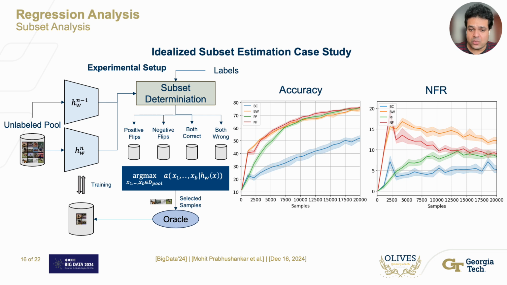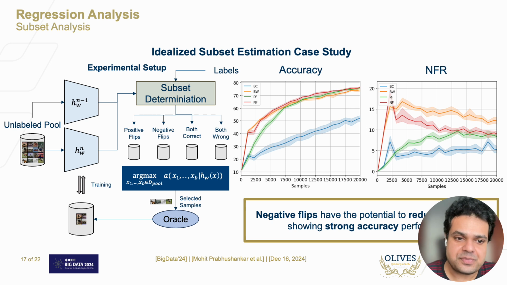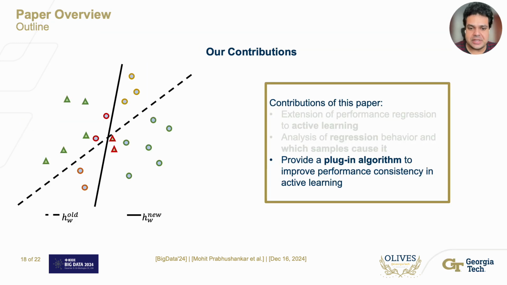So in this particular case, the one that we are most interested in is the negative flips scenario. If we were to choose a subset based only on the negative flips, then our accuracy would increase very quickly and our NFR would also decrease, compared to the other subset where it's decreasing, which is both wrong. So this forms the major motivation for our method itself, which is going to be our regression analysis and our Rose estimation framework.